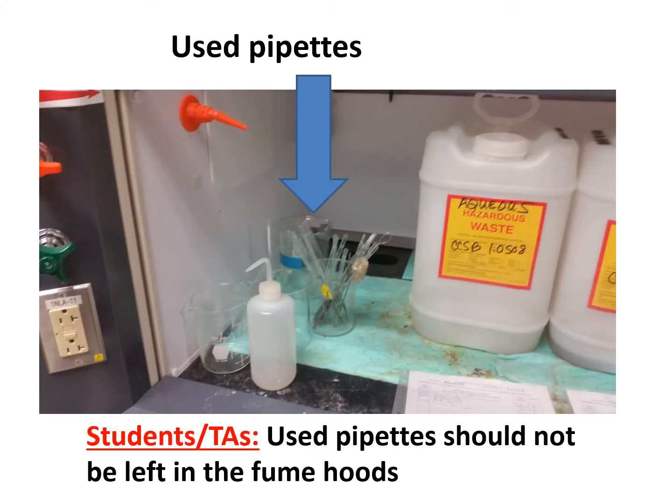Here's another picture of waste with a little beaker with a bunch of little glass pipettes in it. You never reuse pipettes because you never know if they're clean. You never know what's going on with them. They're really hard to clean and they're incredibly cheap. So anytime you use a glass pipette for any specific thing, as soon as you're done with it, you throw it in the broken glass container. We'll talk about that in a second. But never leave pipettes in a fume hood. Always dispose of them correctly.